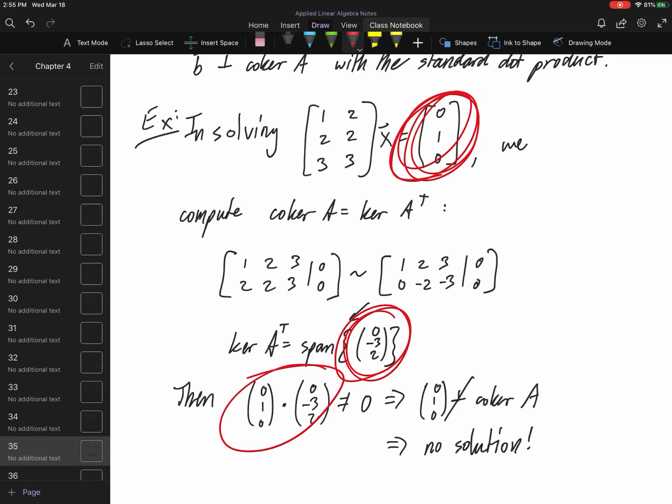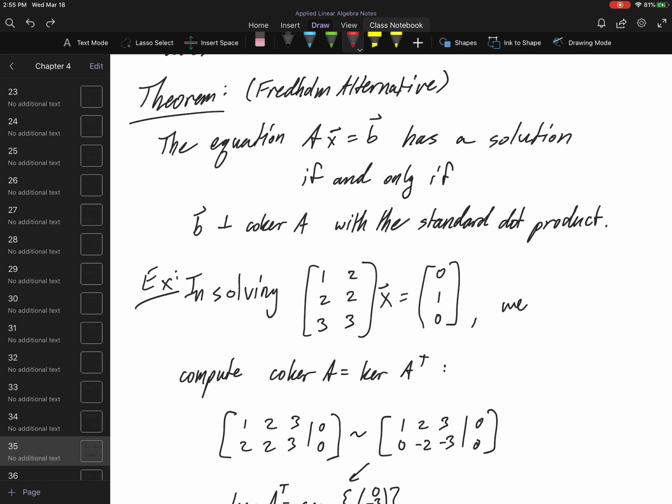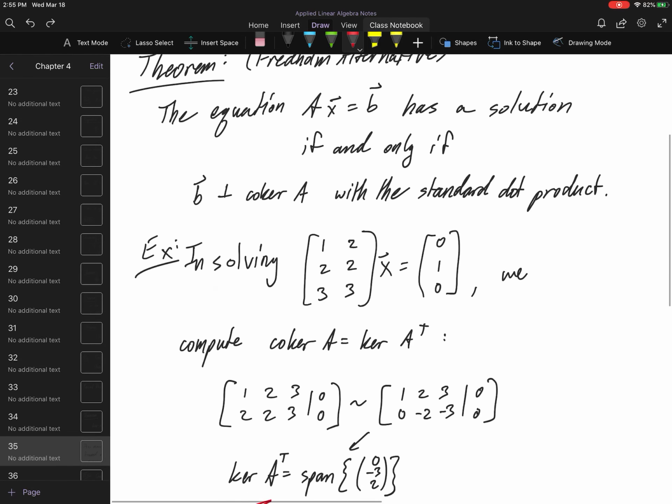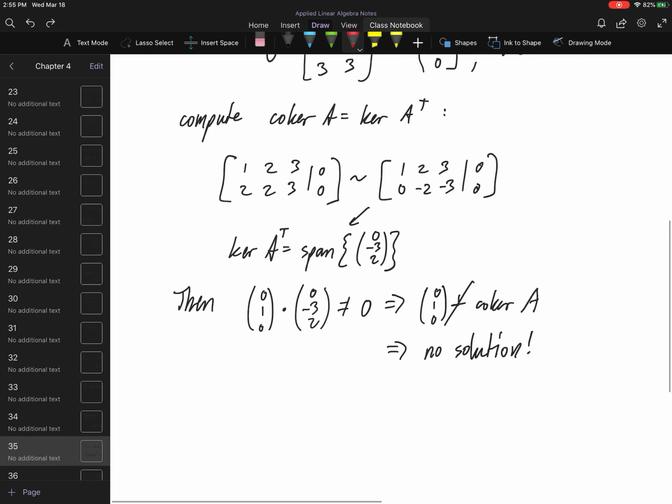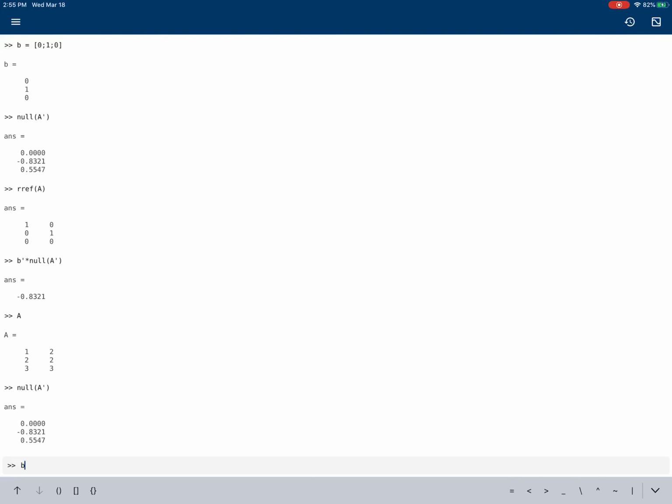Right, so notice that in this computation, the vector B up at the top here is not perpendicular to the co-kernel. And the Fredholm alternative, that theorem at the top, says that AX equals B has a solution if and only if B is perpendicular to the co-kernel. And the co-kernel is spanned by a single vector, so I can check the dot product.